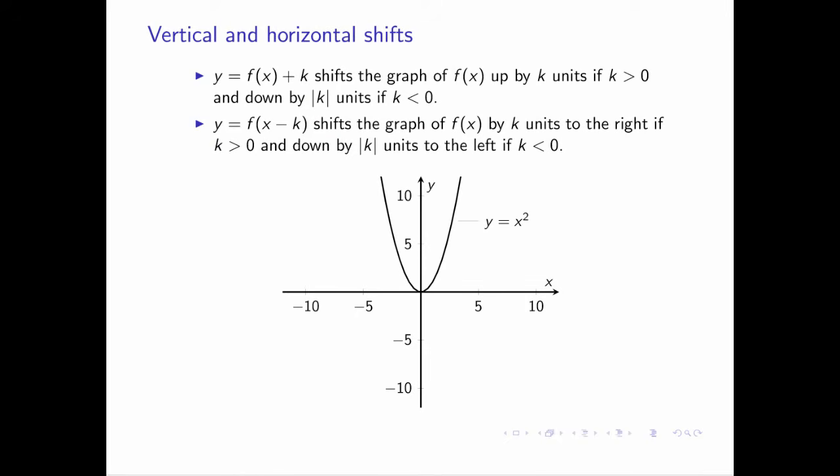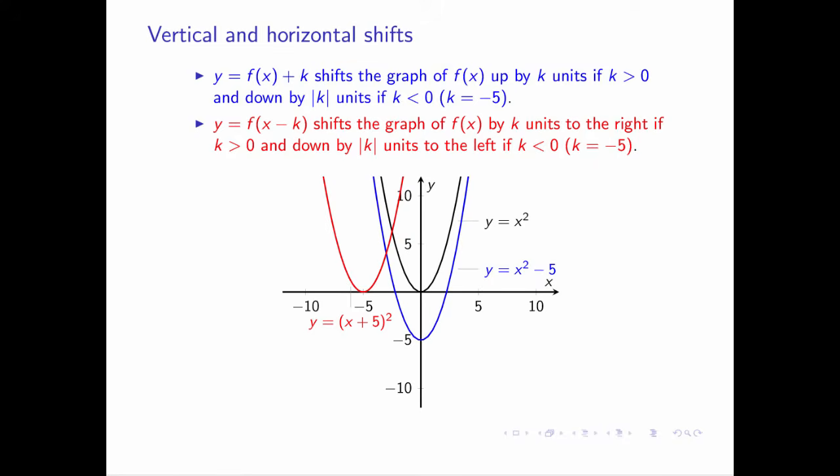If we have a base function here, we can think about shifting this downwards by 5 units by subtracting off 5 from the function, and that's using the first rule with k equal to minus 5. If we want to shift it to the left, then we would use the second rule and we'd set k to be minus 5 also. And so this would give us y is x plus 5 all squared, and we see that with the red curve.